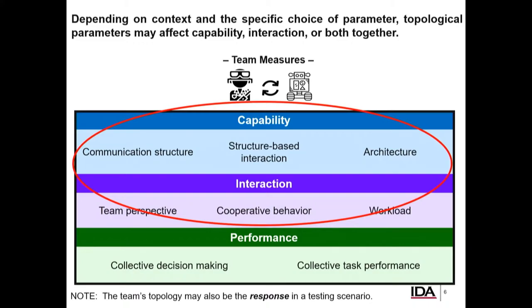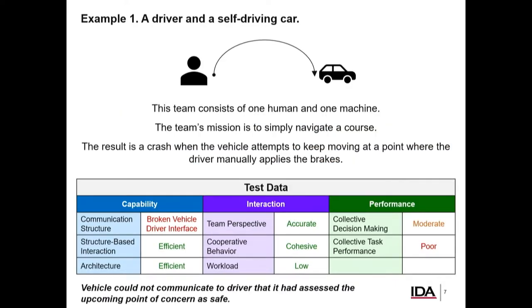Okay, so I want to get in now to our examples, and I'm going to start with a very simple one. Like I said, these are going to be simple examples we talk about today. I don't want to get too far into the weeds here. So we're talking about a self-driving car. All right, so this team consists of just one human and one machine. And the team's mission or task is just to navigate a course.